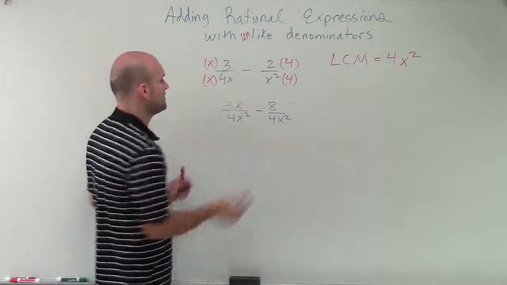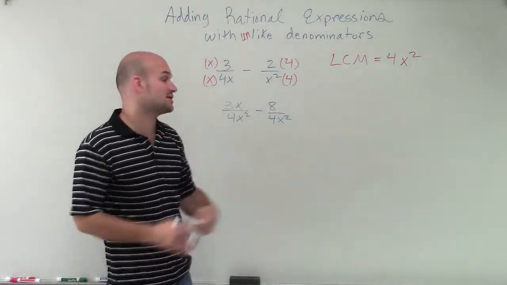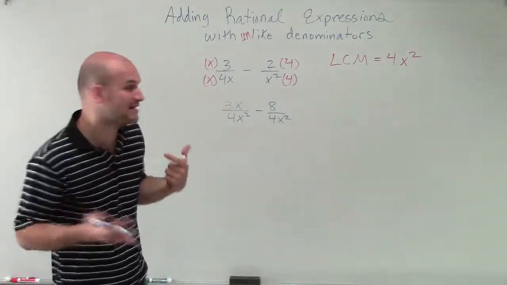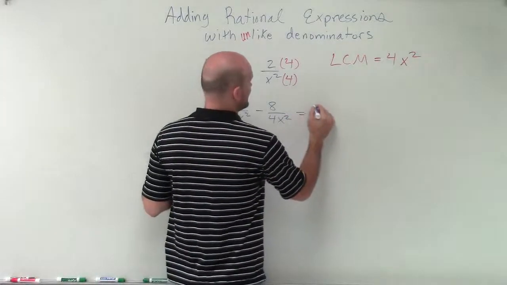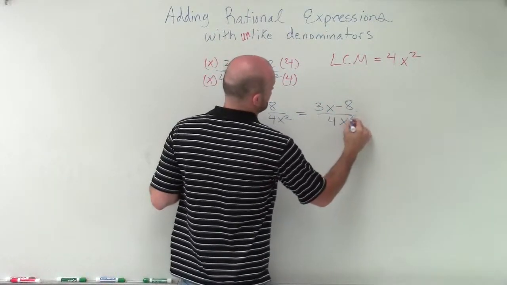And therefore, now we can combine these, because our denominators are exactly the same. However, our numerators do not have the same variable factors. They're unlike terms. So I'm just going to have to rewrite this as 3x minus 8 over 4x squared.